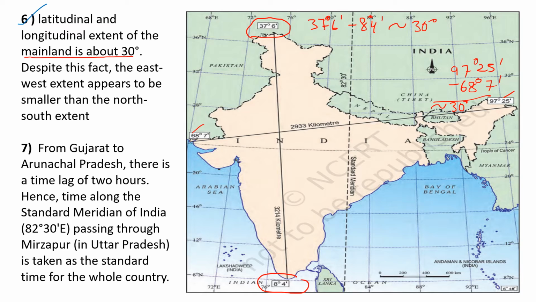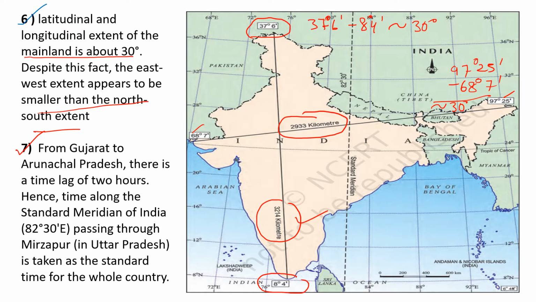Despite this fact, the east-west extent appears to be smaller than the north-south extent. Both differences are around 30 degree, but distance-wise, east-west is 2933 kilometer, and north-south is 3214 kilometer.